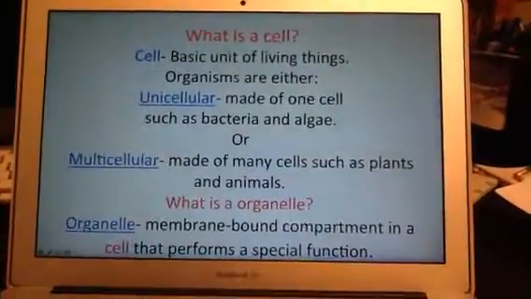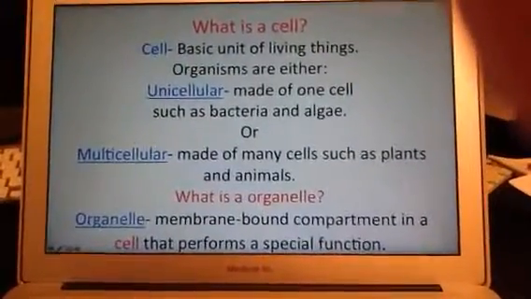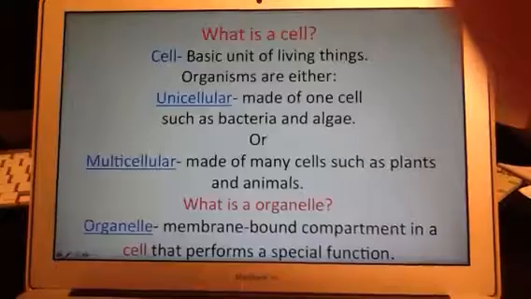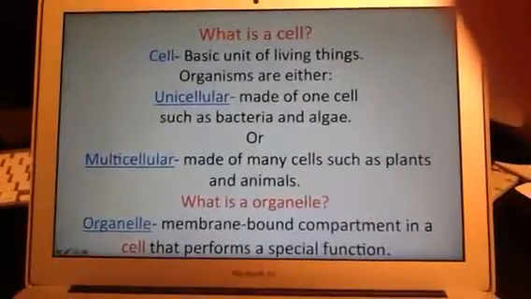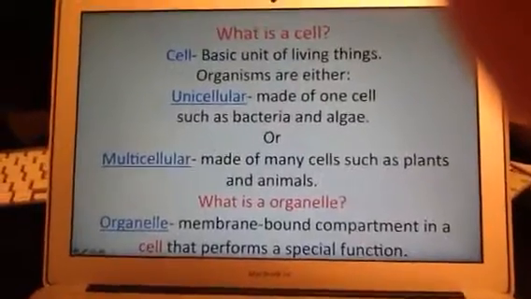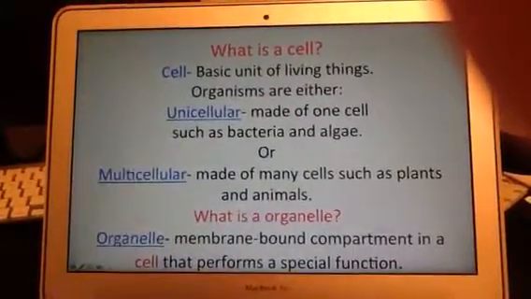So, what is a cell? A cell is a basic unit of living things. Organisms are either unicellular, made of one cell, such as bacteria or algae, or multicellular, made of many cells, such as plants and animals.